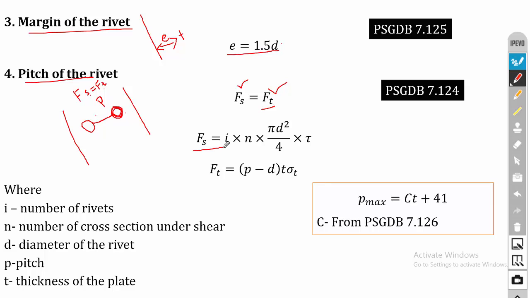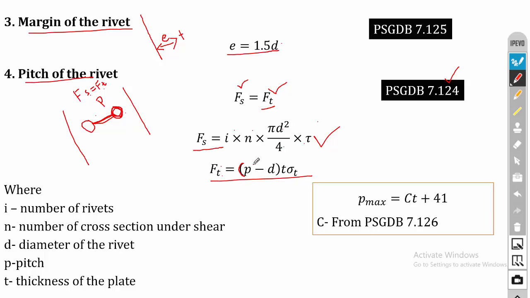Okay, so the equation for Fs is the same as we discussed earlier. It is I n pi d square by 4 into tau. So now you know the value of D because we have already calculated the diameter of the rivet. So anyway, this equation is there in data book page number 7.124. You can refer that. And the second equation is the Ft equation, that is the tensile force in between the rivets. Okay, so this equation we have already derived earlier. Anyway, this equation is in the data book, you can refer that.